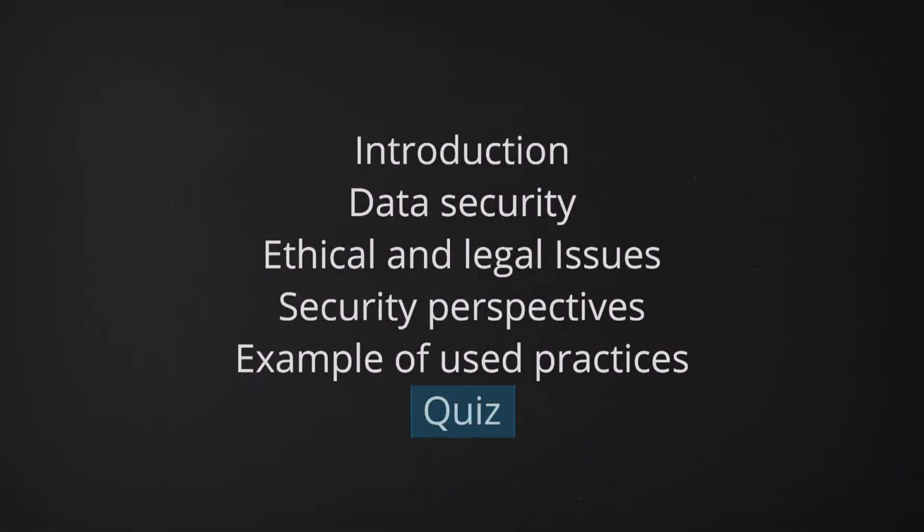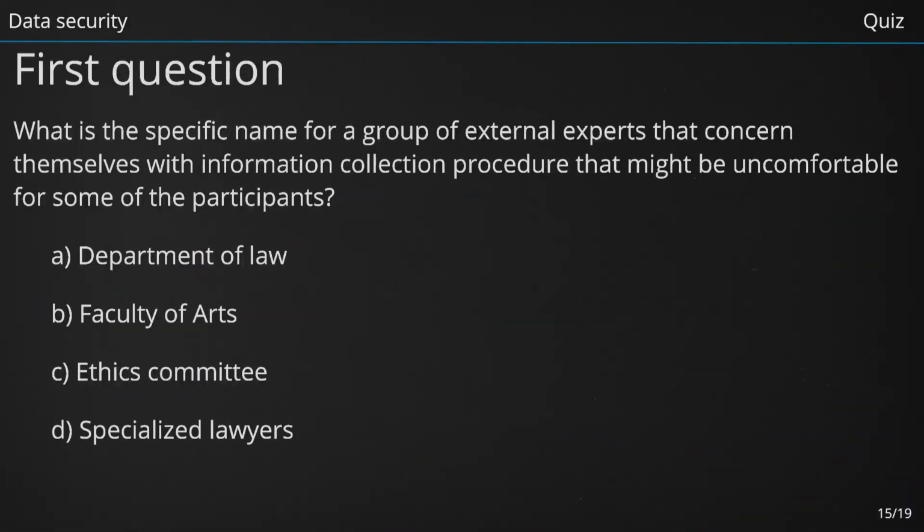Now, it's time for a short quiz. More than one answer can be correct. What is the specific name for a group of external experts that concern themselves with information collection procedures that might be uncomfortable for some of the participants? A. Department of Law. B. Faculty of Arts. C. Ethics Committee. D. Specialized lawyers. The right answer is the Ethics Committee, C, because they concern themselves with the ethics of data collection.